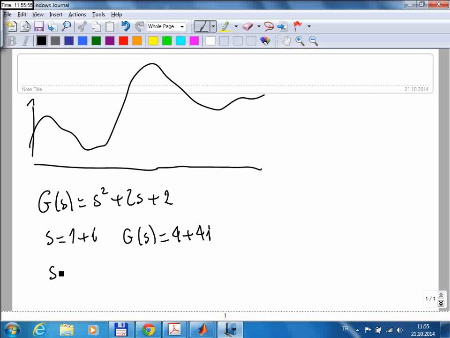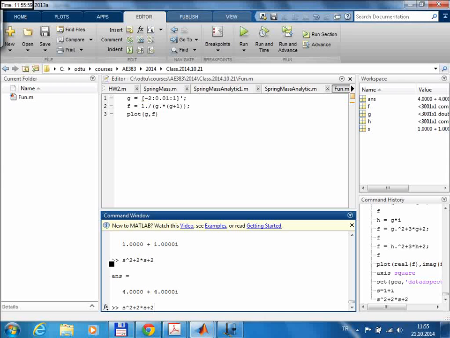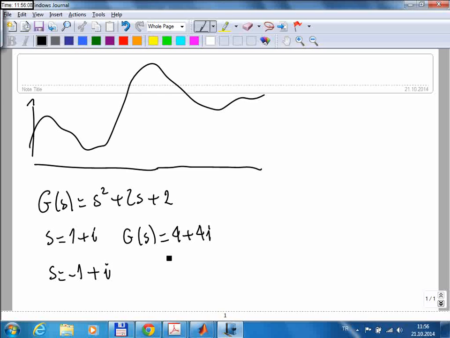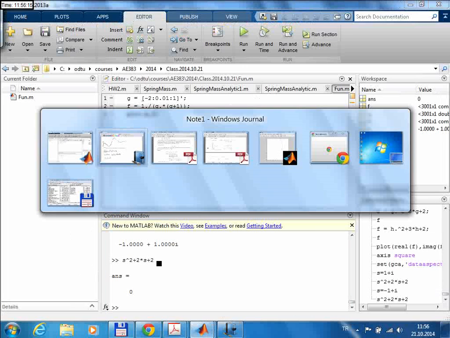Or if the s was minus 1 plus I, for example, let me change the value of the s to minus 1 plus I. The value of the function for that case is 0. I mean, it doesn't have to be a complex number. The value of the function can be real or complex. Okay, let's see what else we have.